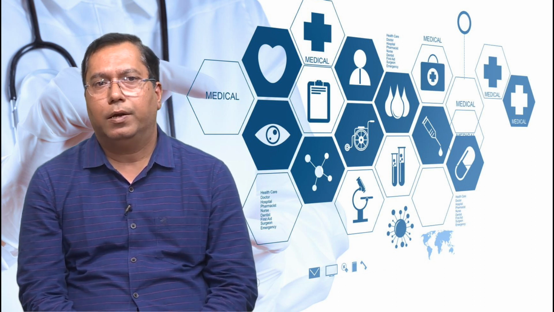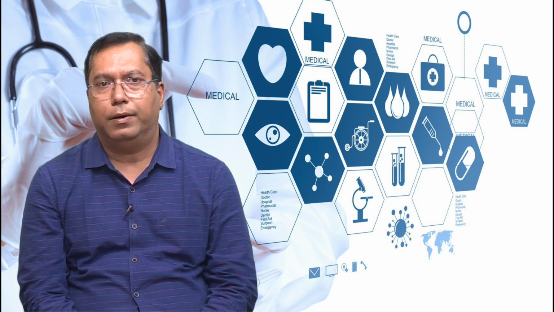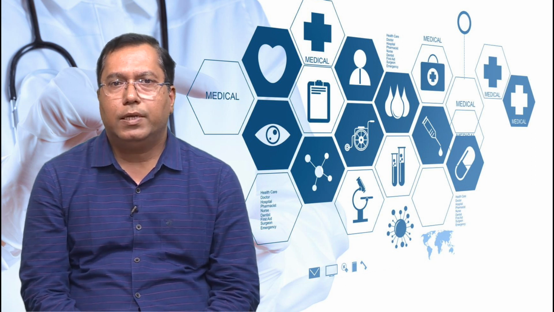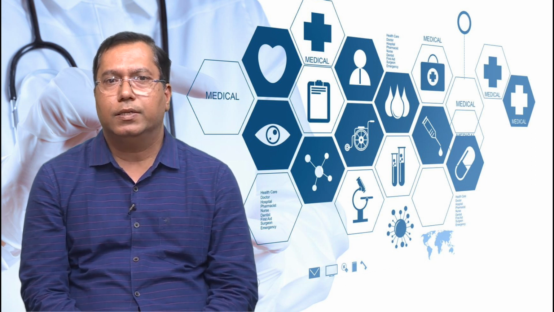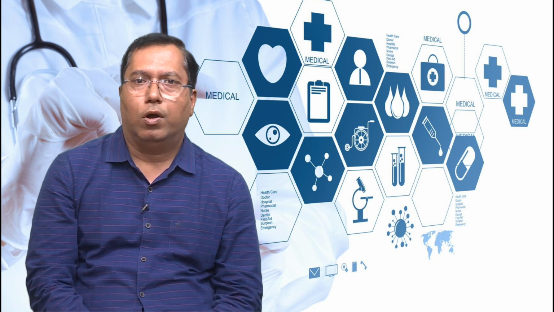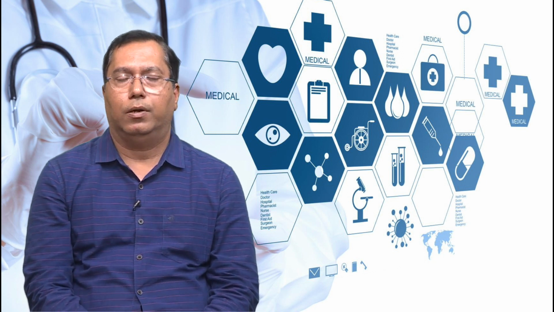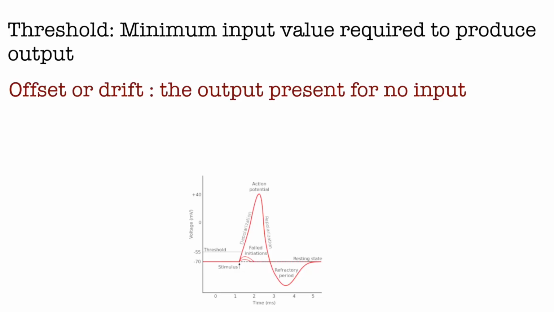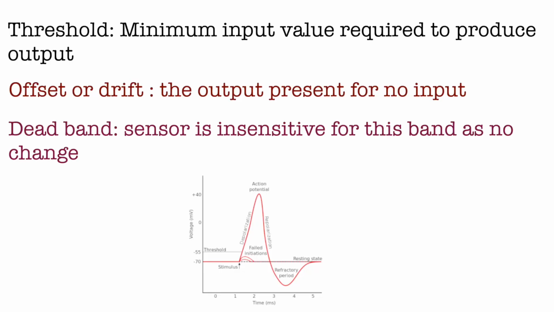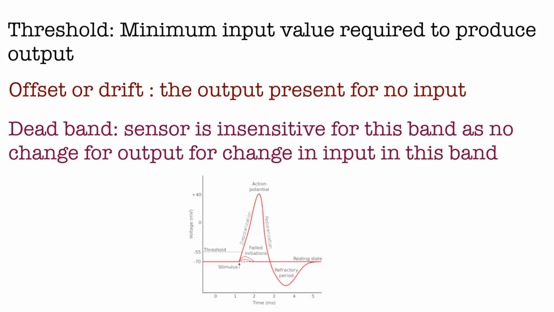Another important point is dead band. It represents that the sensor is insensitive for this particular band, as there is no change in output for a change in input in this band. So the dead band represents that the sensor is insensitive for that particular band.